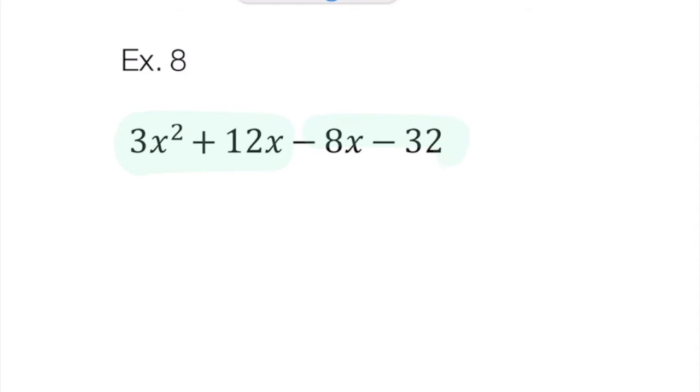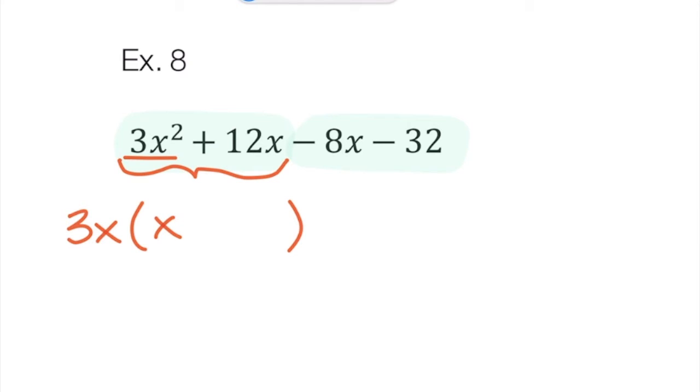I'm going to group the first 2 terms and the last 2 terms, and then find the GCF of each group. So for the first group, the GCF of 3x squared and 12x is going to be a 3x. If I factor out a 3x from 3x squared, I have an x left. If I factor out a 3x from 12x, I get a plus 4 left.